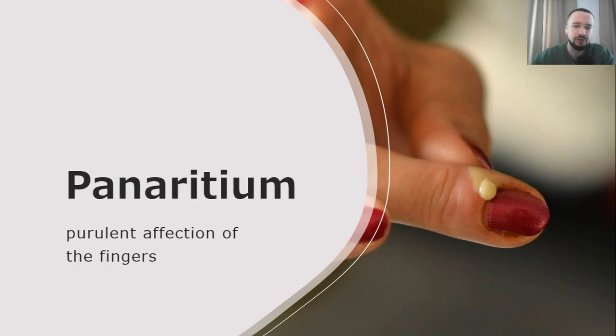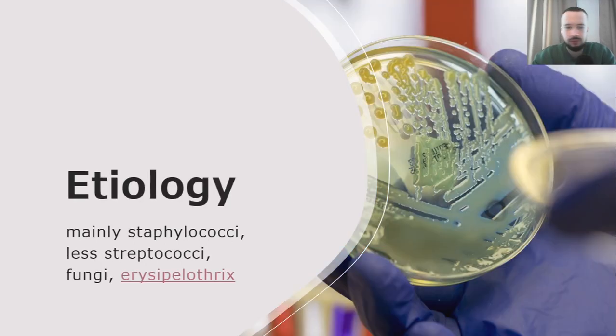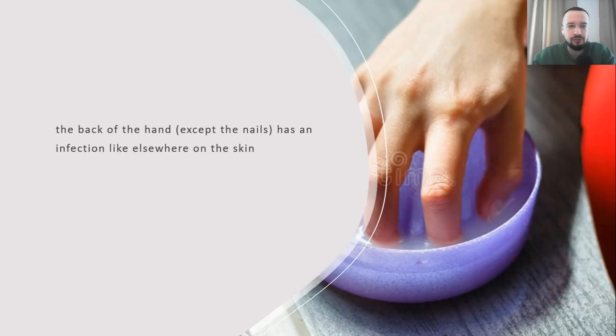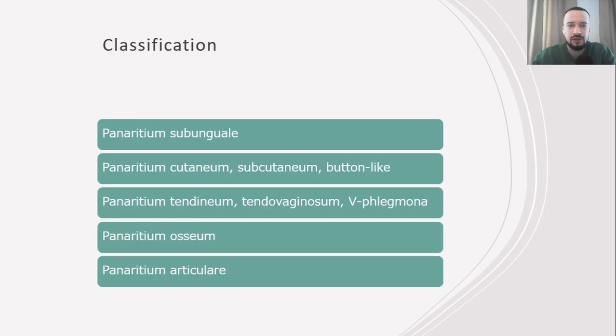Panaritium is a purulent affection of the fingers, mainly staphylococci, less streptococci, fungi, erysipelothrix. It is the etiology of Panaritium. Cause: minor injuries improperly treated. The back of the hand, except the nails, has an infection like elsewhere on the skin.